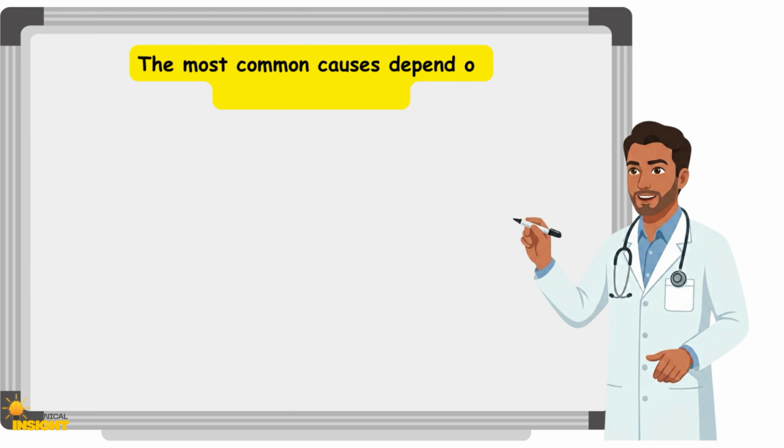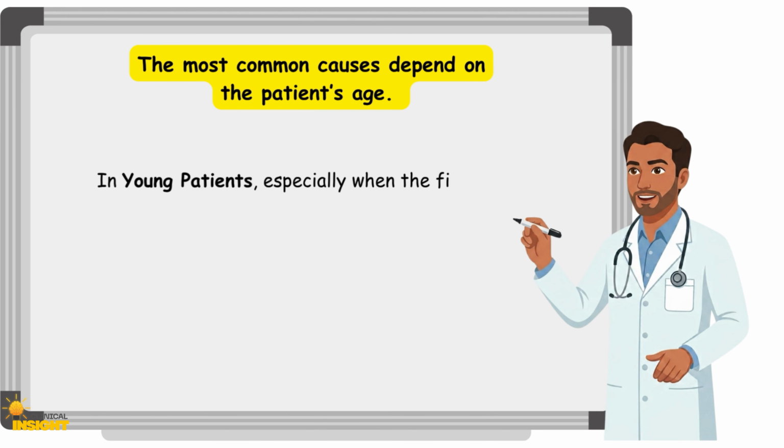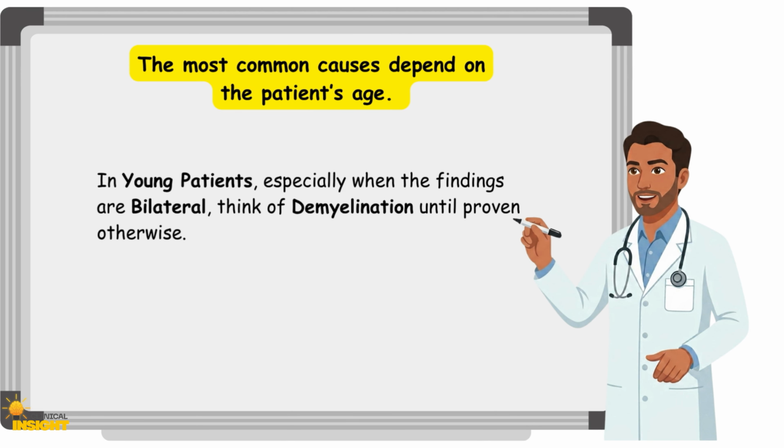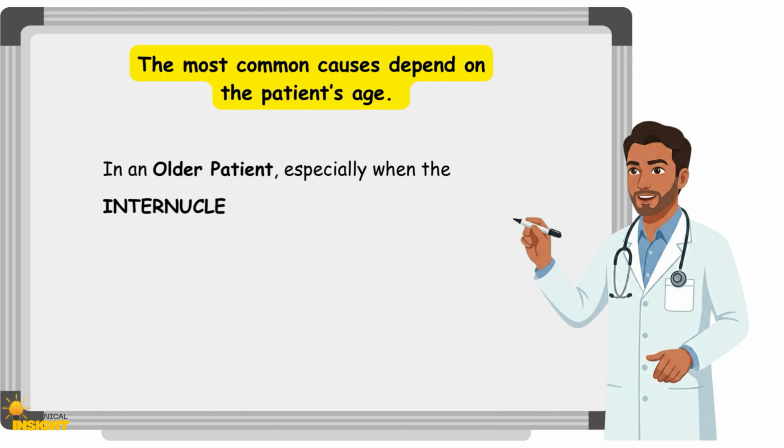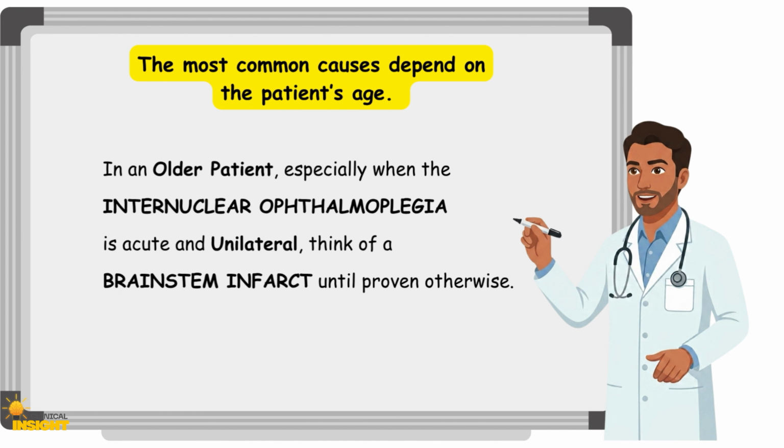The most common causes depend on the patient's age. In young patients, especially when the findings are bilateral, think of demyelination until proven otherwise. In an older patient, especially when the internuclear ophthalmoplegia is acute and unilateral, think of a brainstem infarct until proven otherwise. These two patterns are classic teaching points.